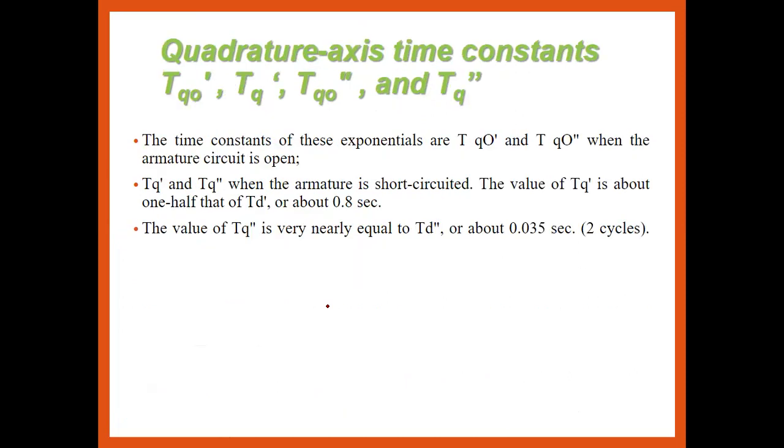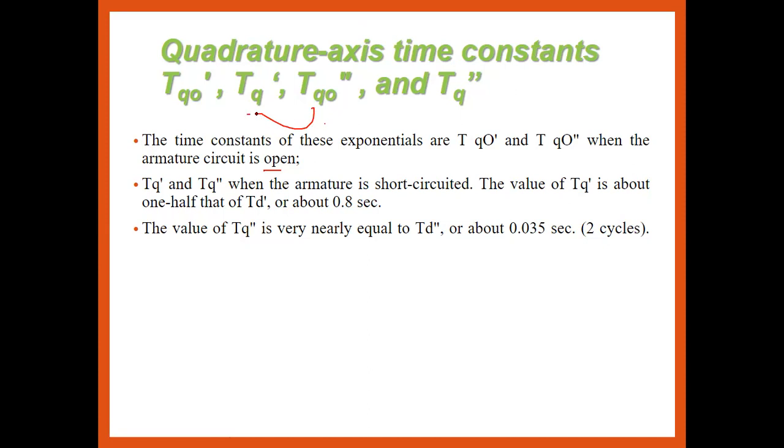Now the fourth is the quadrature axis time constant under the open circuit and under the short circuit of the transient and the sub-transient condition. The time constants of their exponentials are TQ0 dash and TQ0 double dash when the armature circuit is open, and with short circuit they are TQ dash and TQ double dash. For open circuit the nomenclature O should be there, whereas for the short circuit the O is not there.